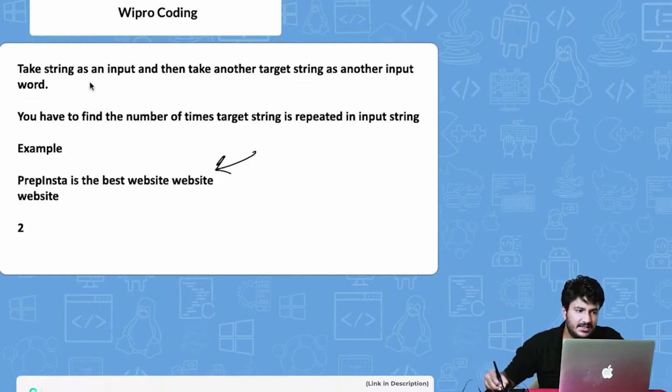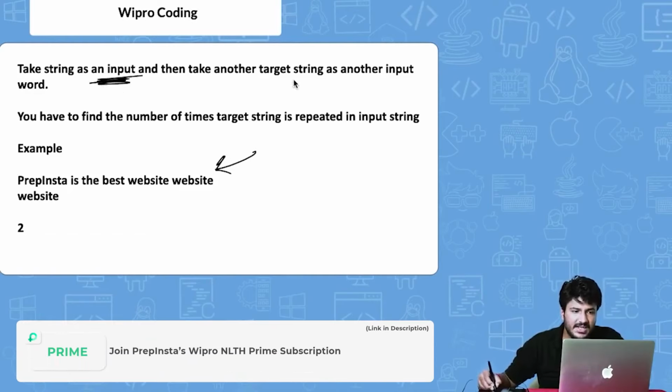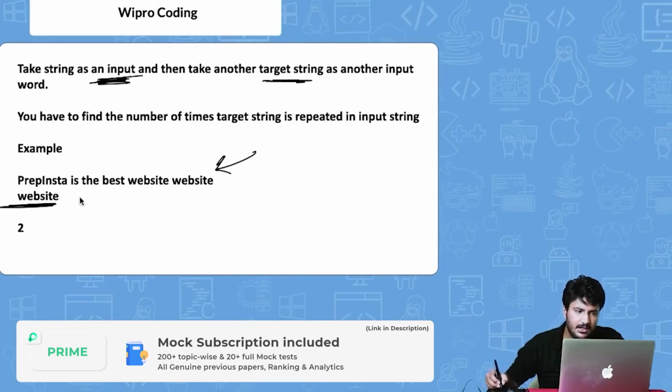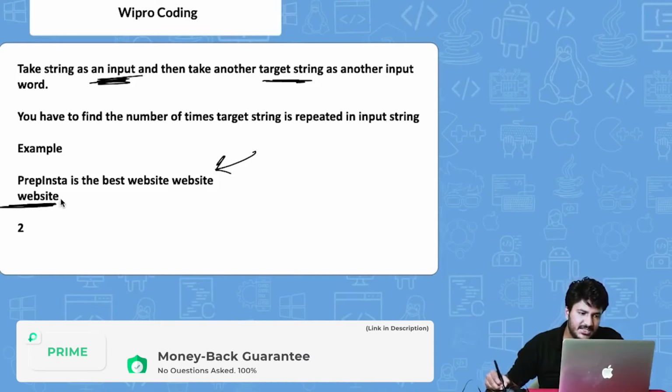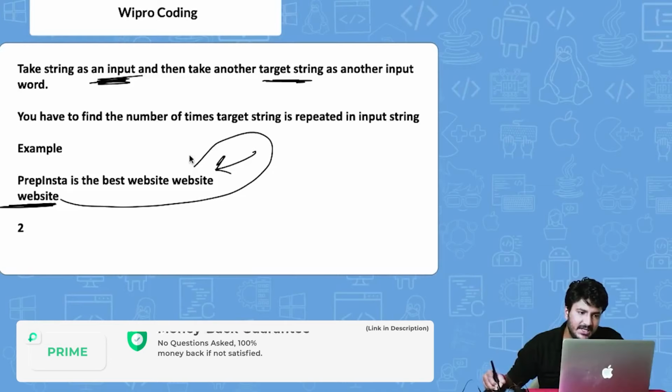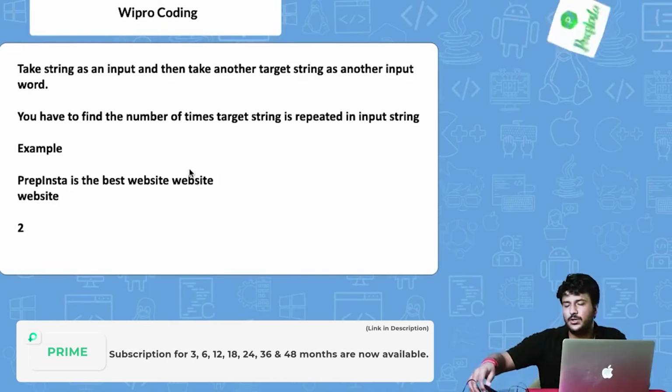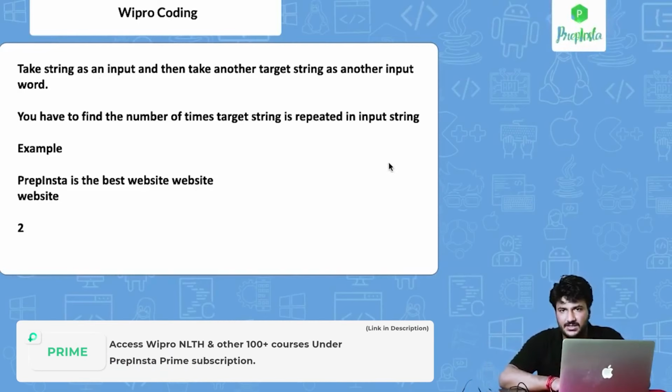Okay, so this is the input string, right? Now the second is the target string. That target string is entered as "website". Now you have to tell how many times this website string is repeated in this input string. So obviously 2 times, right? This is what we are going to cover in this particular question next.